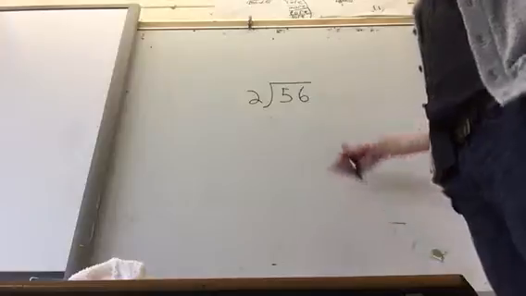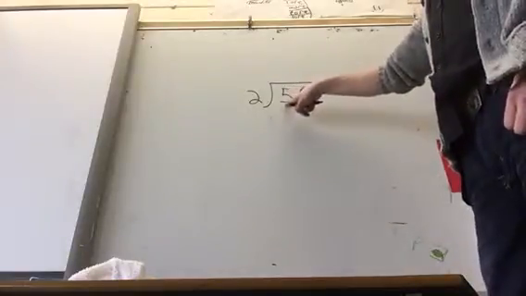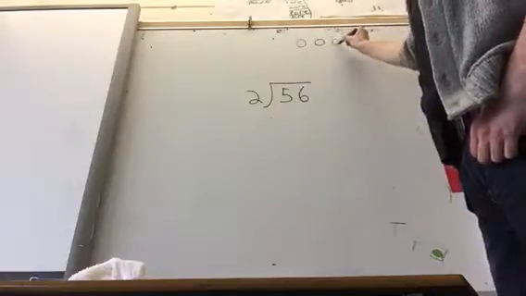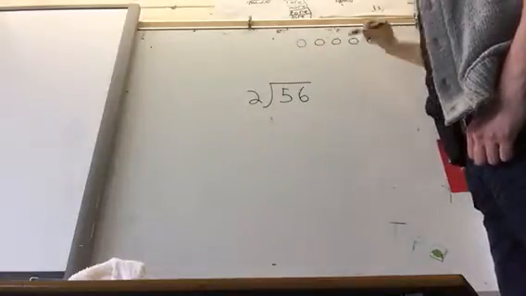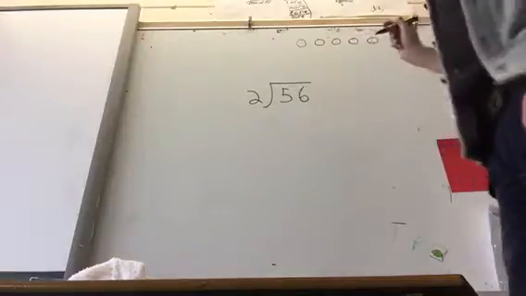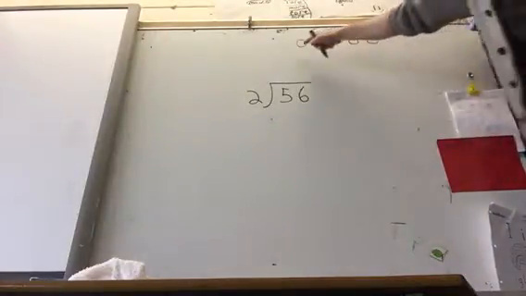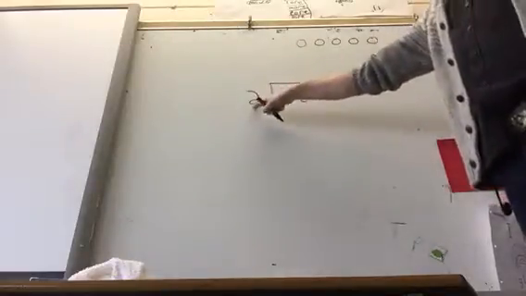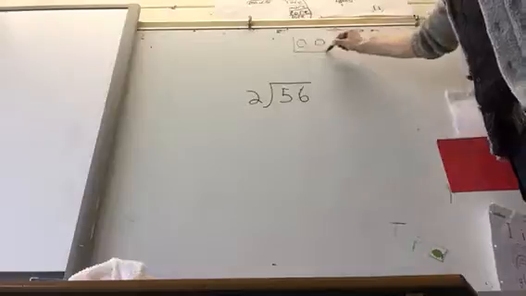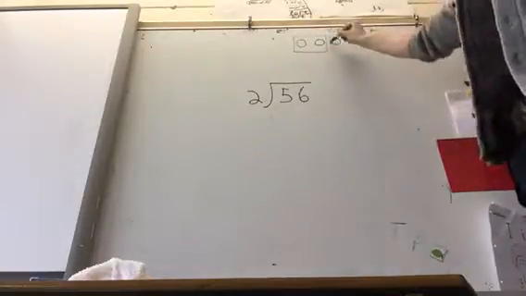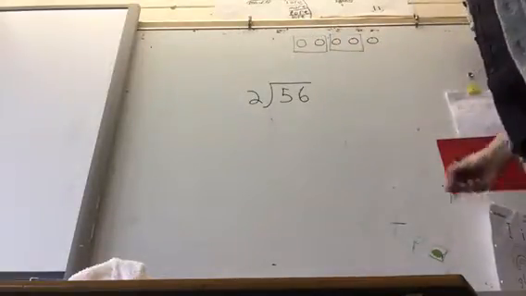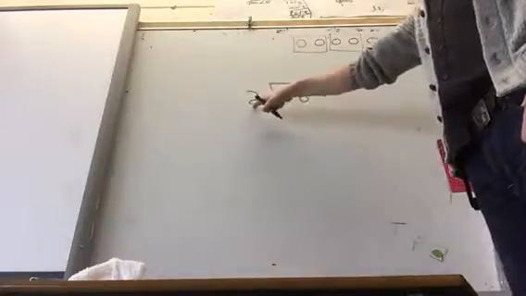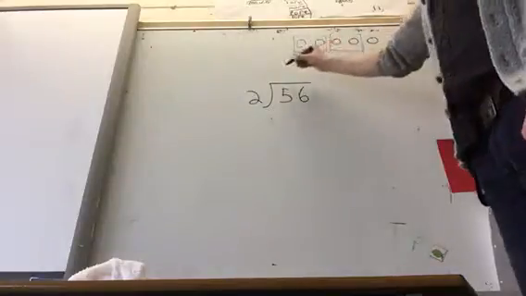The first thing we do is we look at the first digit. It's a 5. So if we have 5 of something, I'm going to draw a 5. We'll call them cookies. 5 of something. Here they are. 1, 2, 3, 4, 5. How many groups of 2 can we make if we have 5 of something? Well, I can make 1 group of 2, 2 groups of 2. So if I have 5 of something and I want to make groups of 2, I can make 1, 2 groups.